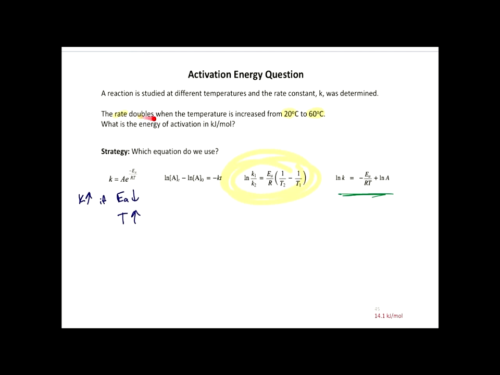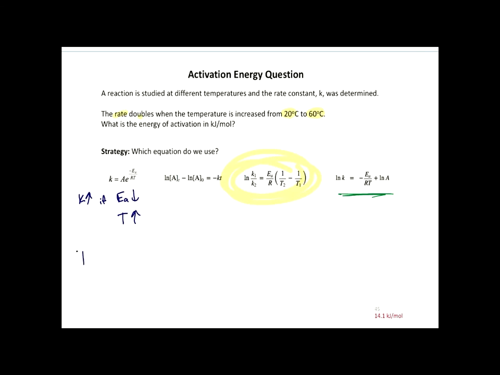I tell you that the rate doubles when the temperature increases from 20 degrees Celsius to 60 degrees Celsius. So is that my T1 and T2? So do I put 20 and 60 in here? Yes, but add 273, because with this R, the gas law constant, it's in Kelvin. So we want to convert those values into Kelvin first.